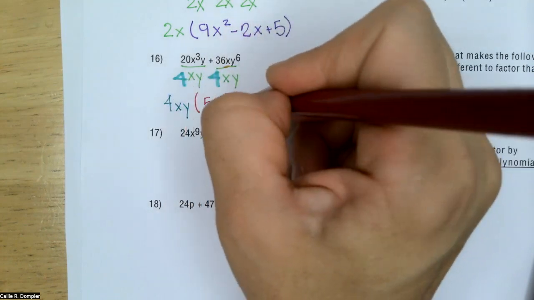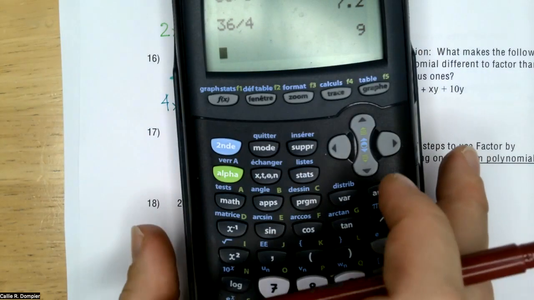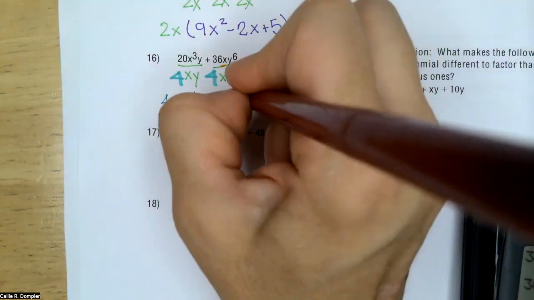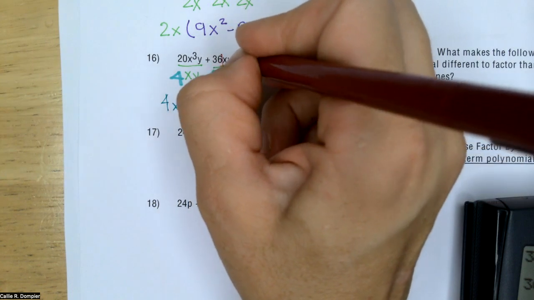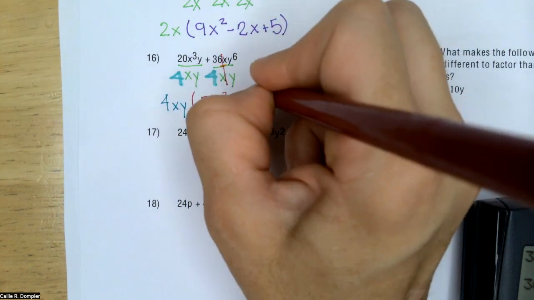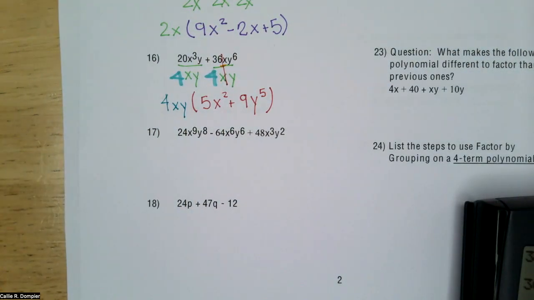Plus 36 divided by 4, what did we say it was? 9. 36 divided by 4 is 9. X divided by x, the x's cancel. Y to the 6th divided by y is y to the 5th. Do it in reverse if you want to check your work. Okay.